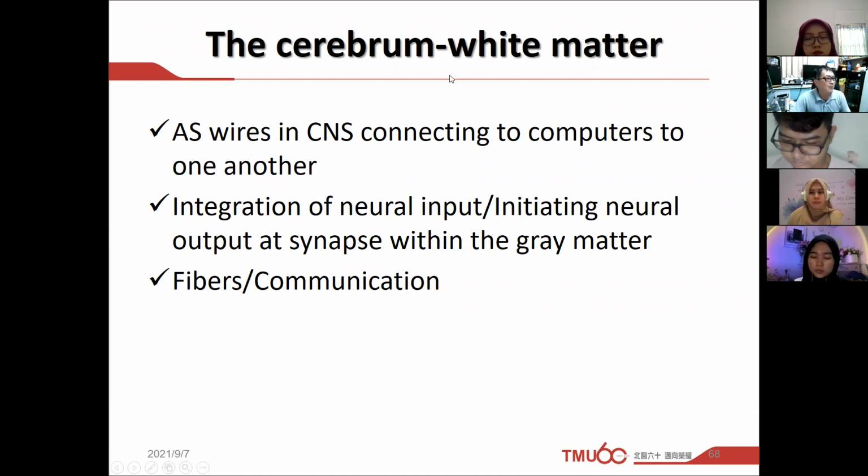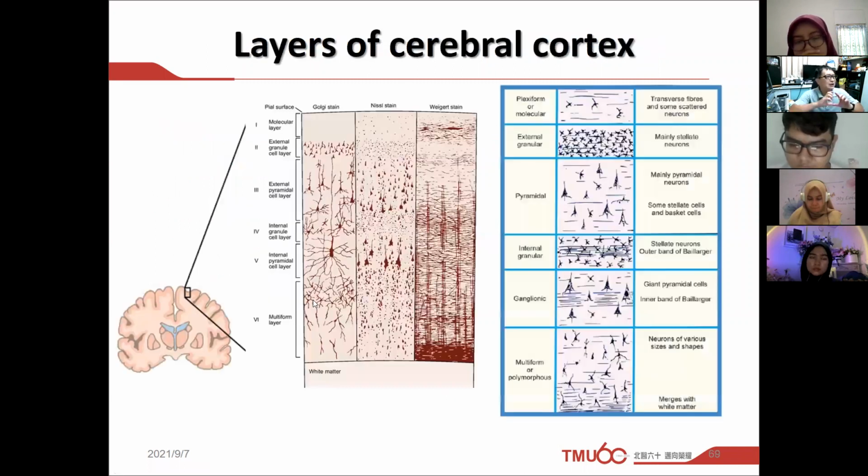Okay, white matter is like wire in the CNS, for communication. These fibers for communication connect among the different computers, I mean, the computers located in different offices. Like an interconnect. Okay, and the cortex in the gray matter is divided into 6 layers.